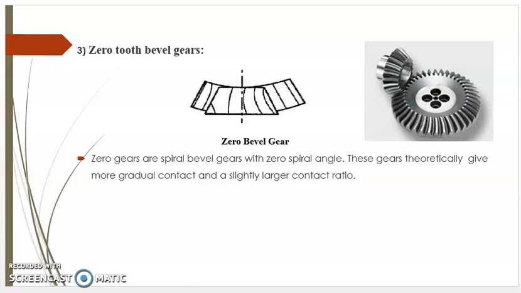Zero tooth bevel gears. Zero gears are spiral bevel gears with zero spiral angle. These gears theoretically give more gradual contact and a slightly larger contact ratio. This is the image of zero tooth bevel gears.